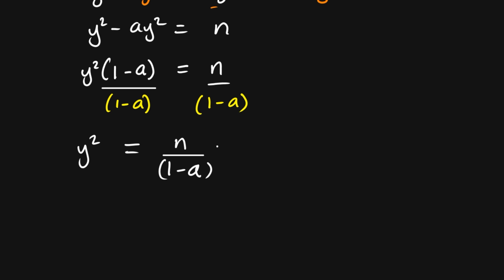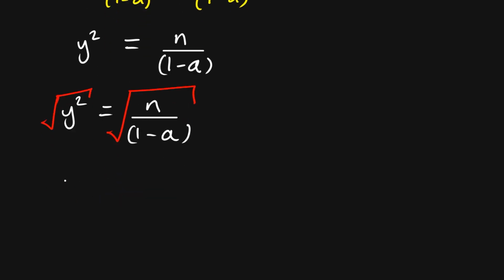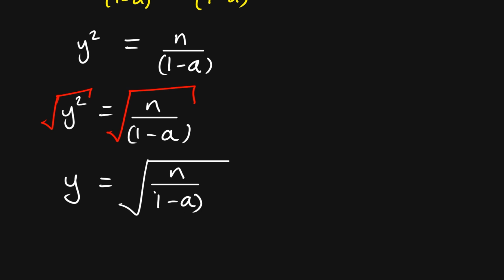But the problem tasked us to make y the subject of the formula, not y squared. So let's introduce a square root on both sides. This will become y squared equals n all over 1 minus a, but both sides under a square root. So this is the same as y equals square root of n all over 1 minus a, thus making y the subject of the given formula.